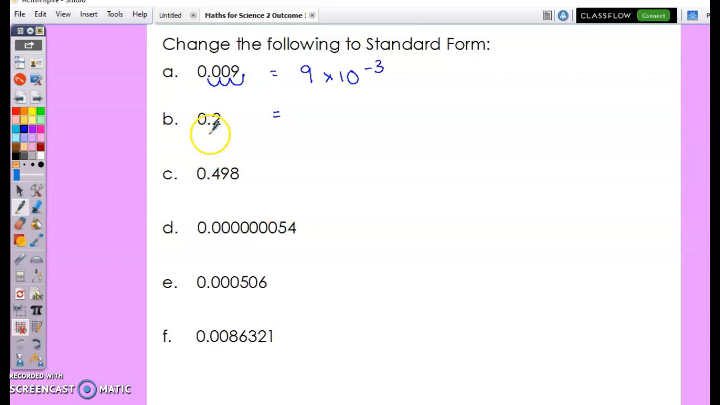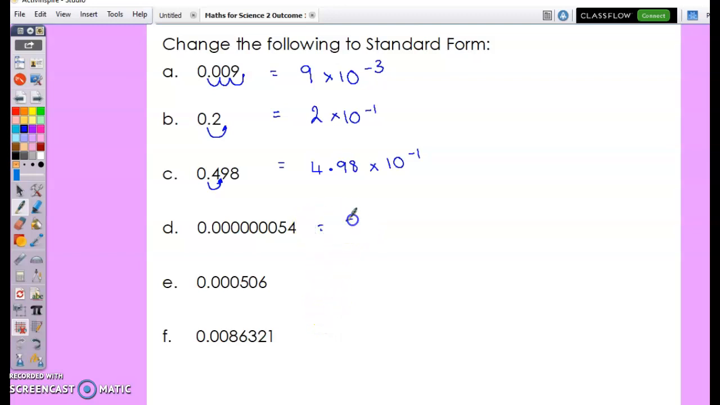Part B, move my decimal point 1 space. So I get 2 times 10 to the power of minus 1. Looking at C, I want to get my number between 1 and 10. It's not right to the end of the number. It's just between that 4 and the 9. So we get 4.98. I've only moved it 1 space. So we get times 10 to the power of minus 1.